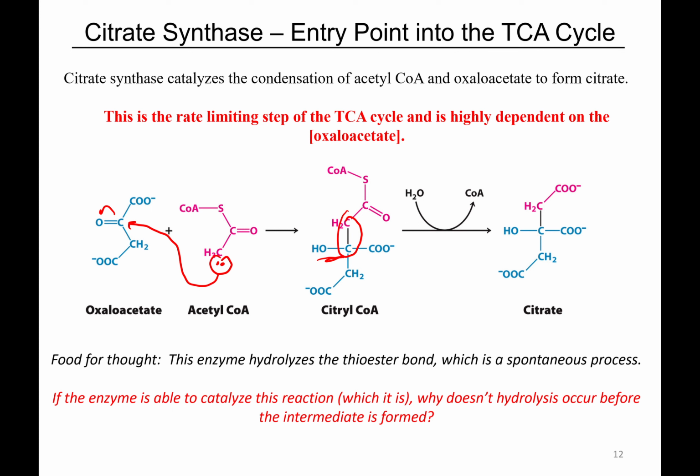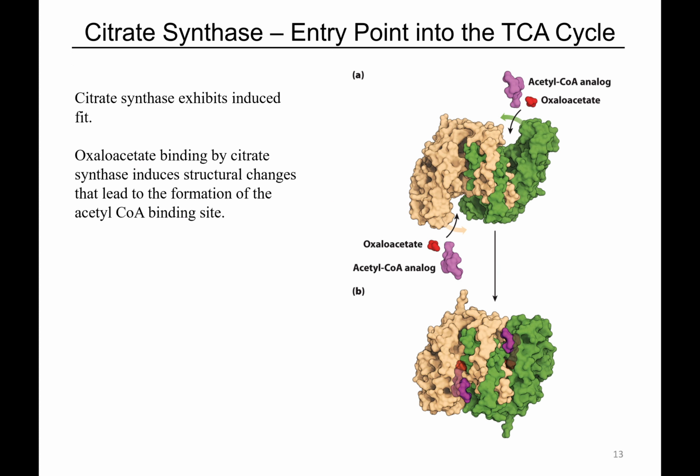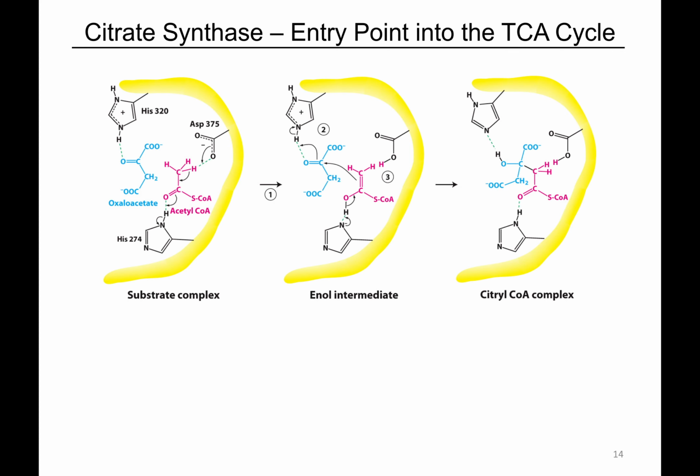Whenever we're talking about preventing certain chemistry, especially preventing hydrolysis of otherwise very spontaneous reactions, the answer is almost always going to be induced fit, right? The only way to do that is to have some sort of a structural change that can exclude water to prevent the undesired chemistry. Okay, so the way this works is reasonably straightforward.